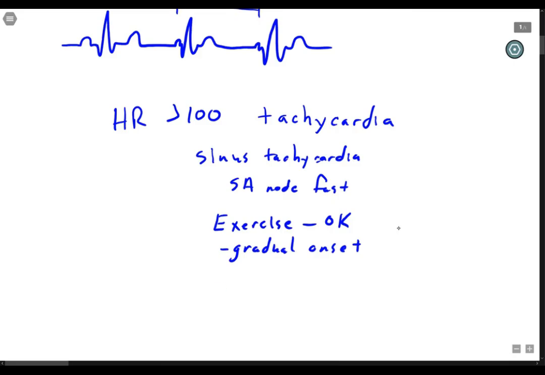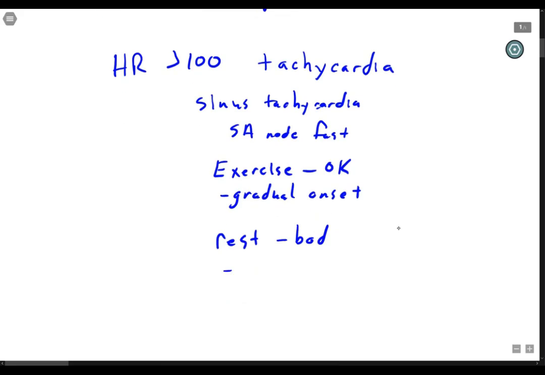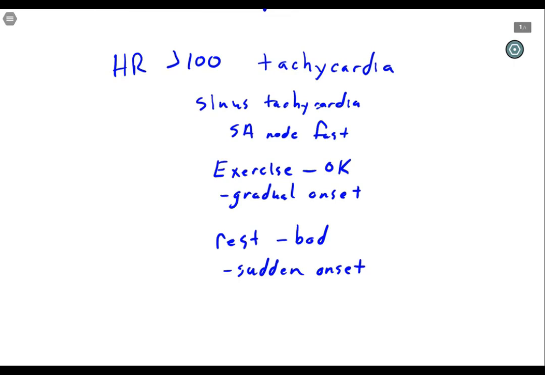However, if you have tachycardia at rest, that is not good, particularly if it's of a sudden onset. So if your heart rate is 70 and then suddenly jumps to 120, especially at rest, that's not good, and it's likely not the SA node. So that would not be a sinus rhythm.